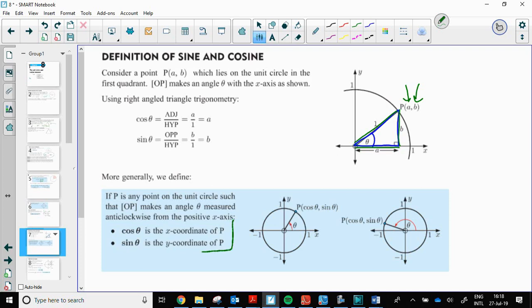And so this will hold true no matter where point P is. Cosine of theta is the x-coordinate of point P. Sine of theta is the y-coordinate of point P. That's true when we're in the first quadrant and we have an obvious right triangle. It's also true when we're in any other quadrant. From this, we can deduce that both sine and cosine must be in between -1 and +1, as the x-coordinate and the y-coordinate of that point vary in between -1 and +1. They can never be outside of those boundaries.